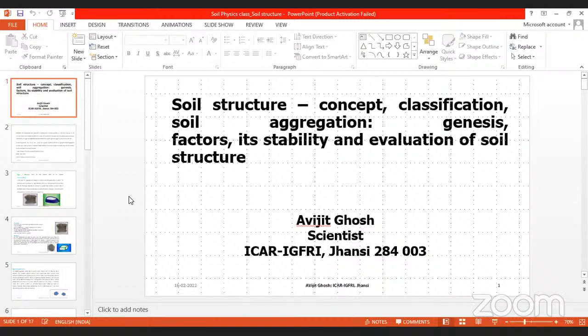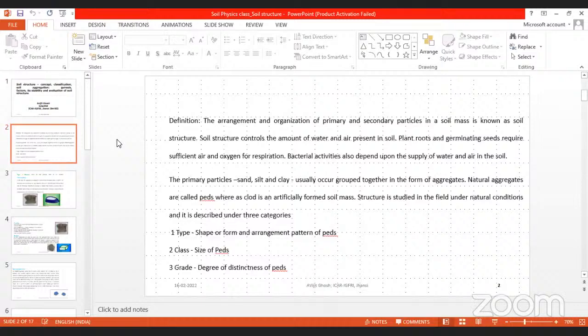I think my screen is visible. Soil structure: concept, classification, soil aggregation, genesis factors, its stability and evaluation of soil structure. Now, as I told earlier, soil structure is the arrangement of primary and secondary soil particles in soil mass. That is, you understood about sand, silt and clay.